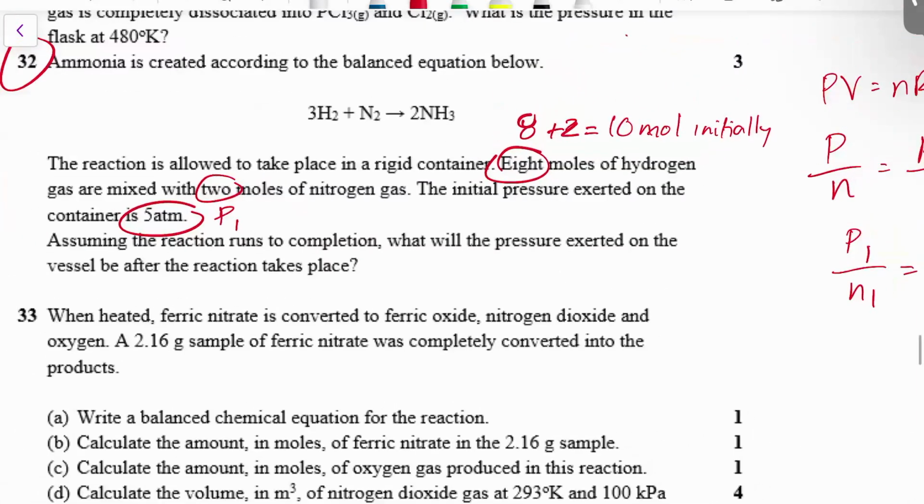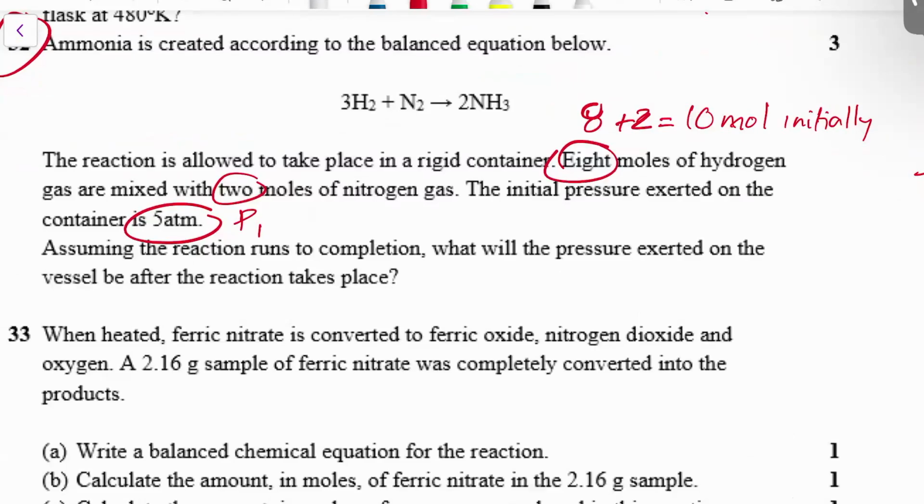All right, now this is where it deviates from the question that we just did, yeah? Does this question tell you that all 10 turned into the stuff on the right? Does it say completely dissociated? It says they mixed. Oh, assuming the reaction, sorry, you're right, yes. Assuming the reaction runs to completion. I have to change my phrase, I didn't see that part. Assuming the reaction runs to completion, okay?